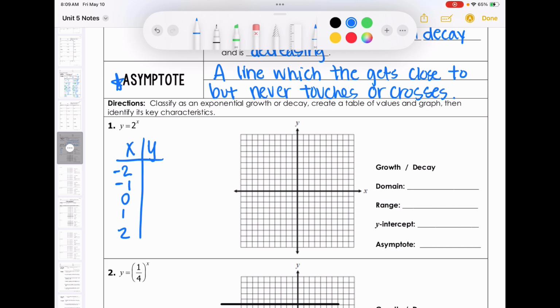Now, to get our y values, you're going to take these x values and plug them in for x in our function. So in your calculator, you're going to do 2 to the -2 power. And when you do that, it's going to give you 1/4, but we're graphing. So for me, I like to graph in decimals because I can tell where the decimals are more than a fraction. So I want to turn that into decimals. So I'm going to do 1 divided by 4, and it's going to give me 0.25.